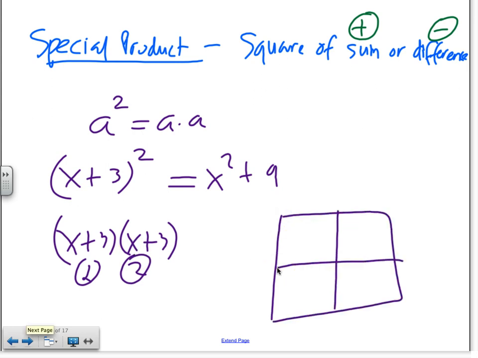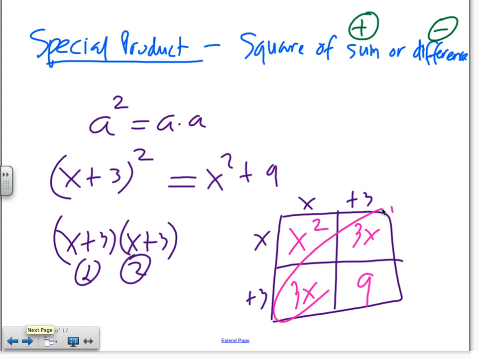Now, because they are exactly the same, we can just write x plus 3 anywhere we want, right? X plus 3. So let's multiply. This becomes what? X squared. This? 3x. This? 3x. This? 9. Like terms? Yes, right there. So if we write it, don't we see x squared plus 6x plus 9? And clearly, x plus 3 squared, after expansion using the box, you should have this answer.